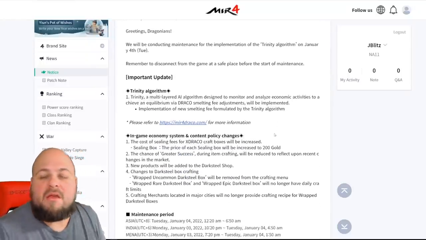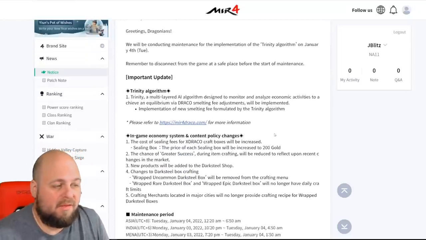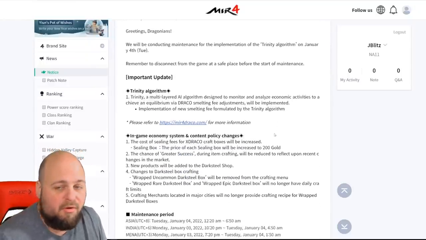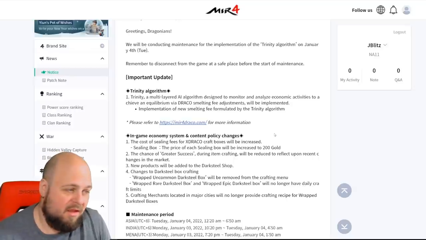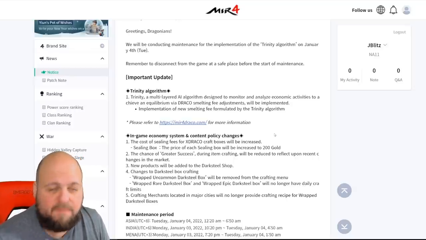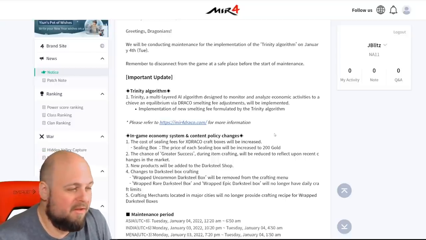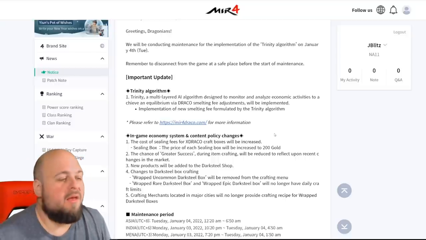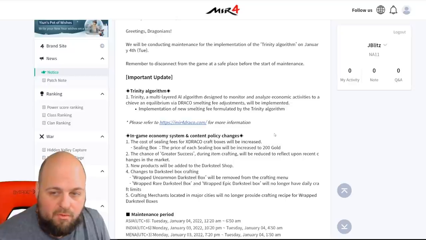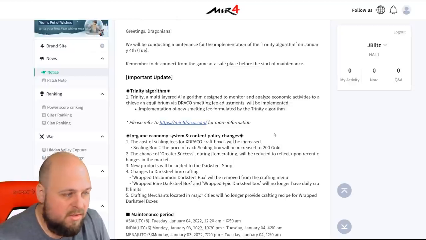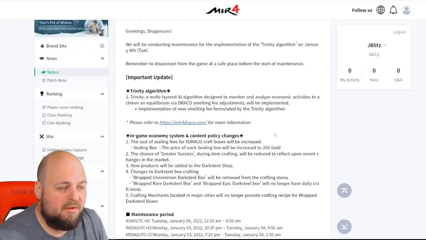Essentially, the way this is going to work is, if the algorithm determines that the price of Draco in, I'm guessing US dollar, because I don't think they can really base it on WeMix, since that doesn't make sense, is considered low, then they're going to increase the Draco smelting fee.